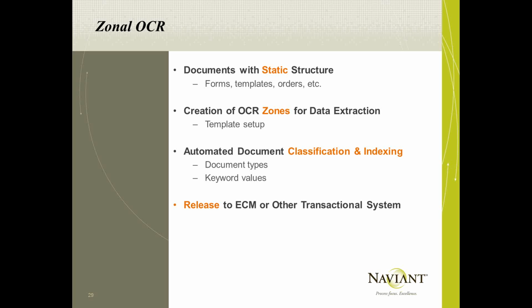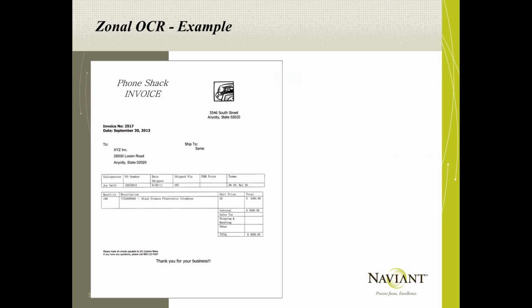Given that, we can classify these documents, saying this is an invoice versus some other document type, and then it can automatically index that information, using OCR technology to extract that information off of those documents, to now utilize both for indexing the document within the ECM system, but also populating your transactional system such as your ERP. So a quick example of that, here is presented an invoice that came from the Phone Shack.